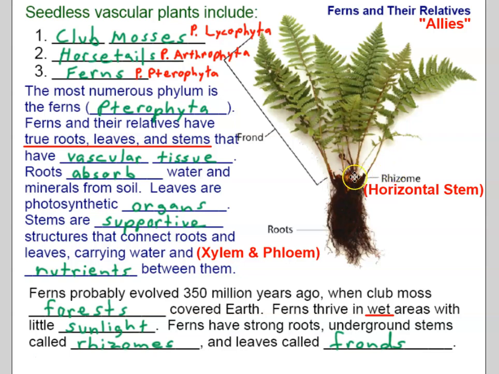But this means that the fern can spread out along the ground. So if you see a frond coming up in one place and a frond coming up in another place, it might not be two separate individuals. It might be the same individual fern.